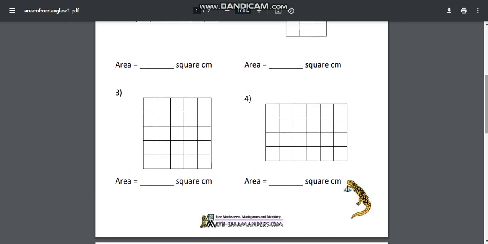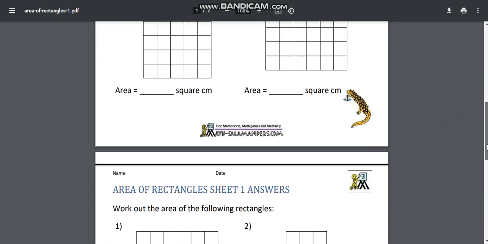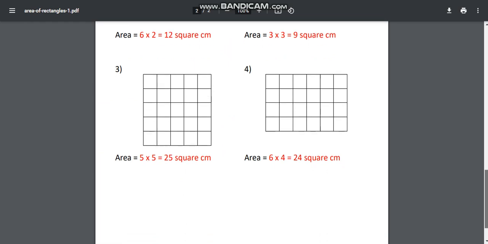And if you want to do these two now, pause the video and press play again when you have it done. So the area of this shape here would be 1, 2, 3, 4, 5 times 1, 2, 3, 4, 5. So that would be 5 by 5 sets of squares, which is 25 square centimeters. Or this one is going to be 1, 2, 3, 4 times 1, 2, 3, 4, 5, 6. So this one has 24 centimeters squared. Okay, and here we have our answers for those ones.